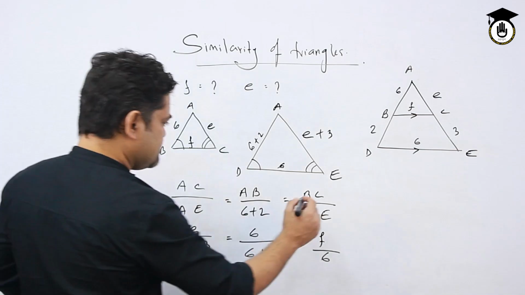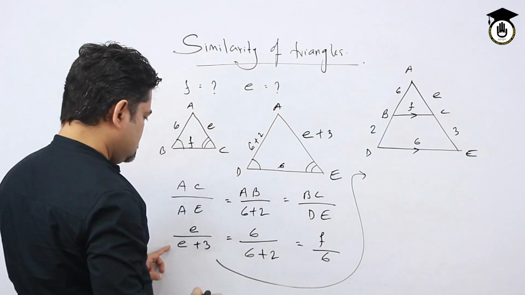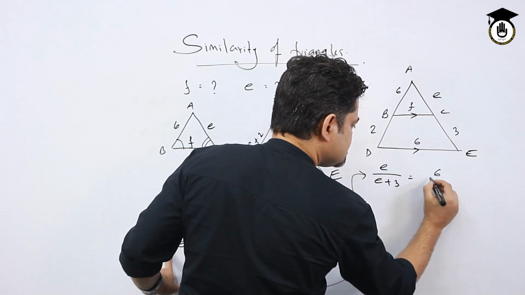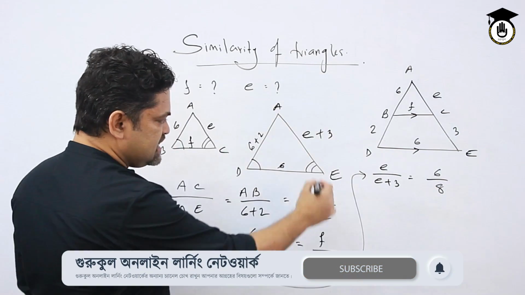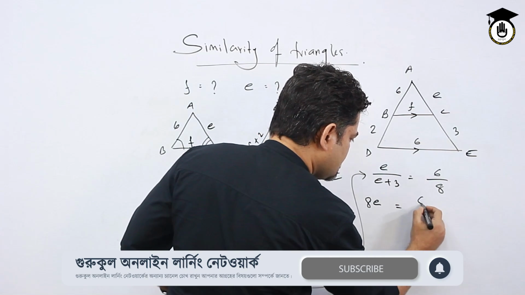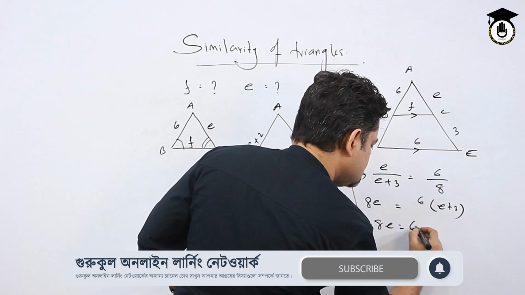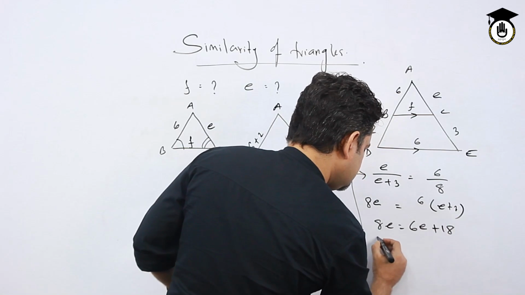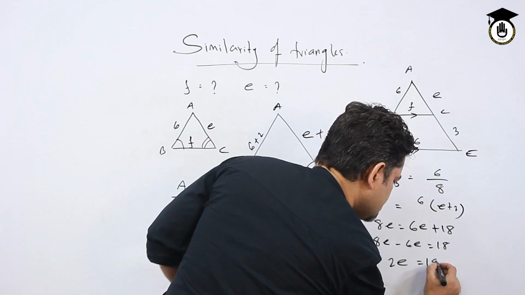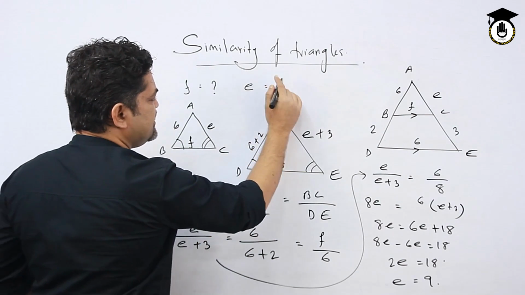Okay? So now you see how I'm solving this. So I'm coming here, from here to here. So I'm writing this one. E by E plus 3 equals 6 by 6 plus 2, as 6 plus 2 is 8. Then by cross multiplying I can write 8E equals 6 times E plus 3. Then 8E equals 6E plus 18. Then 8E minus 6E equals 18. So 2E equals 18. So E is coming 9. 9 will be the answer. So the value of E is coming here 9.